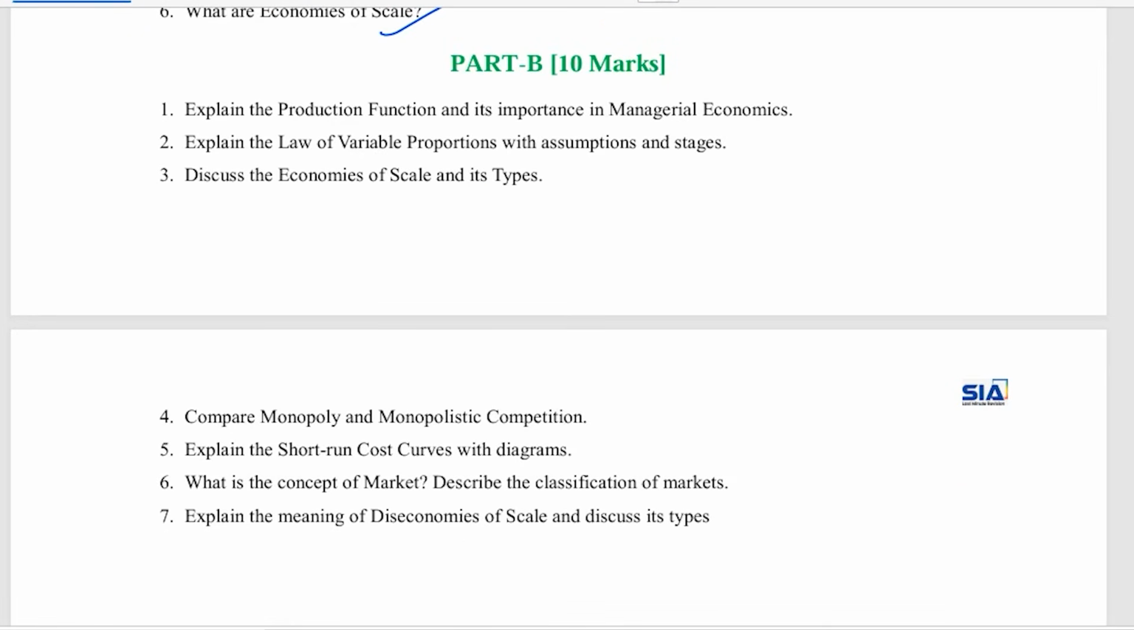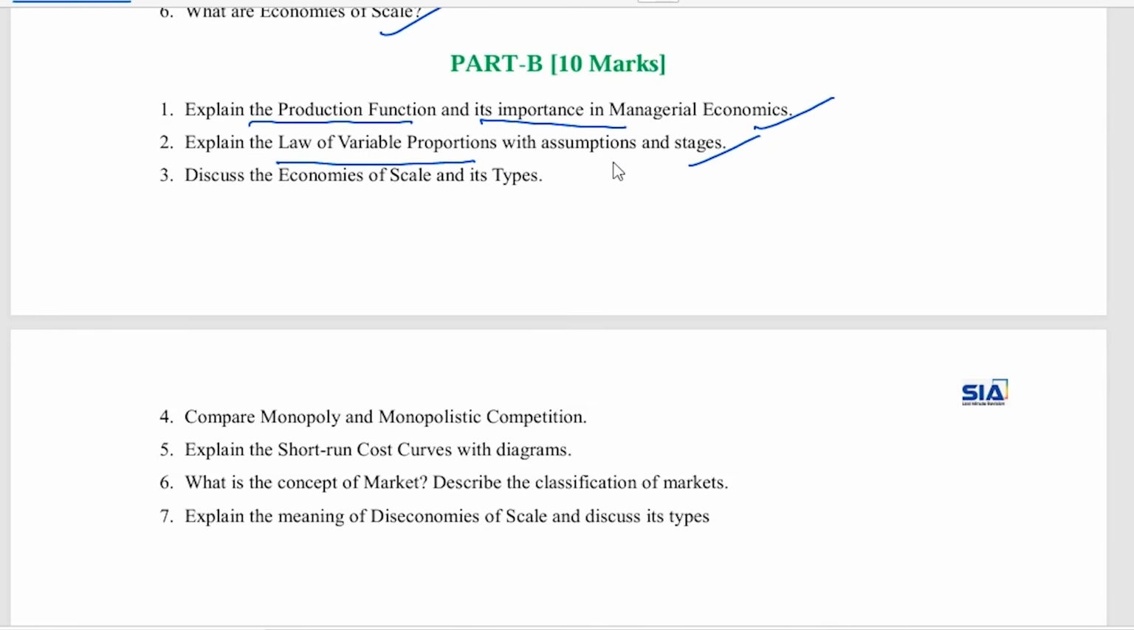Coming to Part B, explain the production function and its importance in managerial economics. First, you have to explain the production function and explain its importance in managerial economics. You have to explain these importance with proper side headings. And next question, explain the law of variable proportion with assumptions and stages.